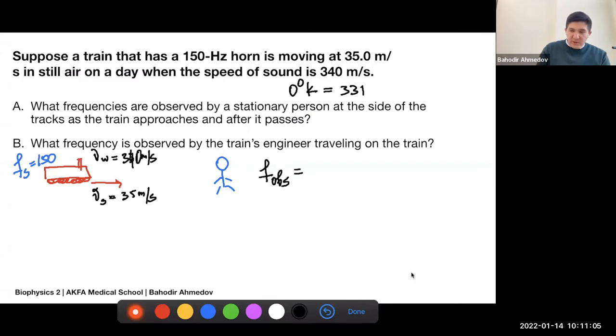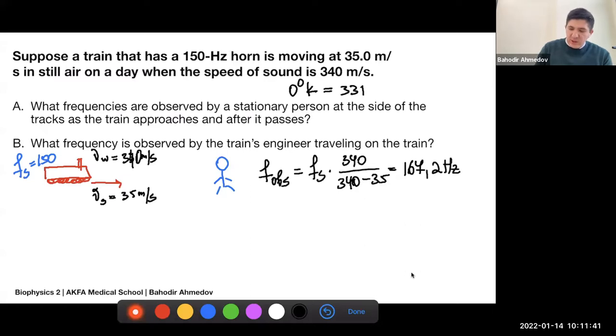Then F observer is going to be equal to F source multiplied by 340 divided by 340 minus 35. Could you please quickly calculate this? I'm just going to tell you what it is. I need to divide 340 by 305, right? 340 divided by 305, and multiply this by 150. It's going to be 167.2.